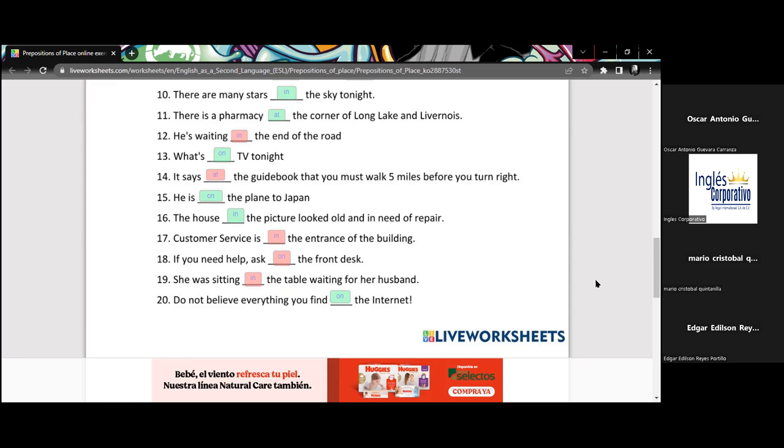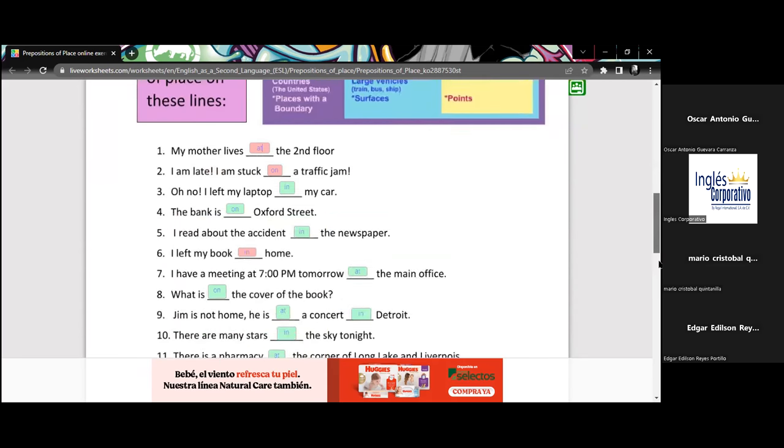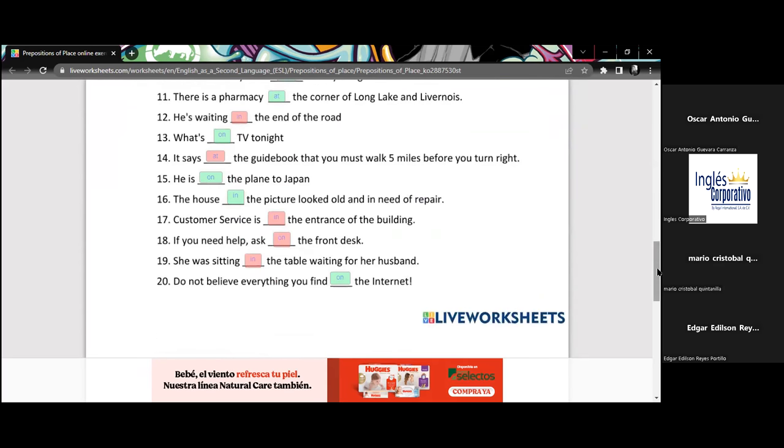Ok, entonces esas son las que nada más les hacía falta verificar. In es dentro. On es sobre. Y at es en, para referirnos a una ubicación específica. También pueden ser tiendas, puntos en particular, como al principio, at the beginning; al final, at the end; abajo, at the bottom; arriba, at the top.